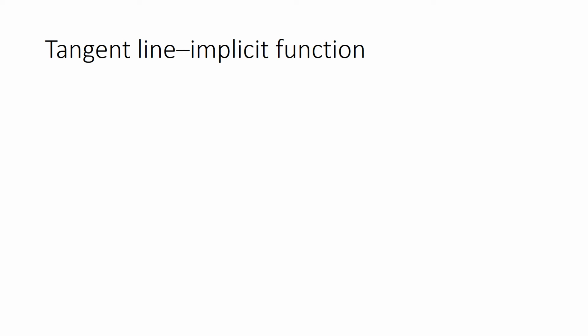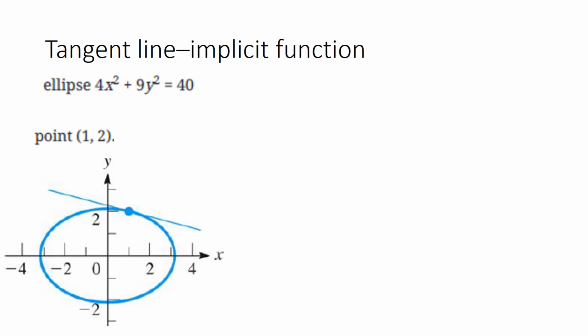Now if you want to find the tangent line of an implicit function, we might have a function where it's not so easy to pull the y on one side of the equal sign and everything else on the other side. So let's take, for example, this ellipse. An ellipse can be described by the equation 4x squared plus 9y squared equals 40. And we'd like to find the formula for the tangent line at point 1, 2. So first I want to find the slope. Then I want to use the point and the slope to find the formula for the tangent.